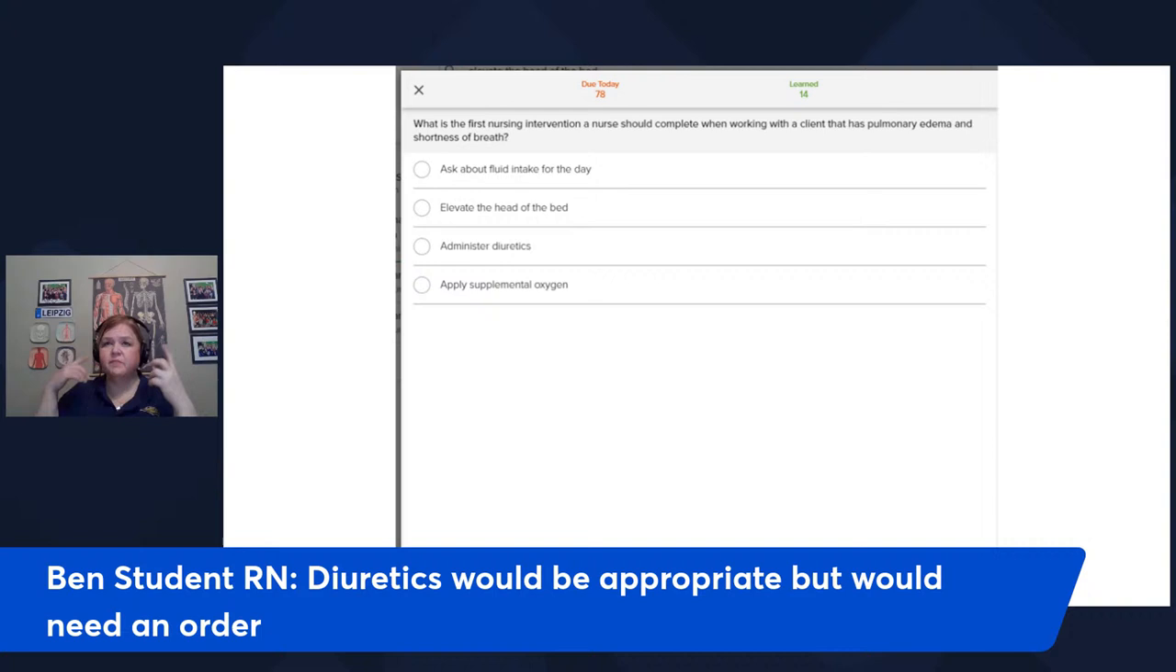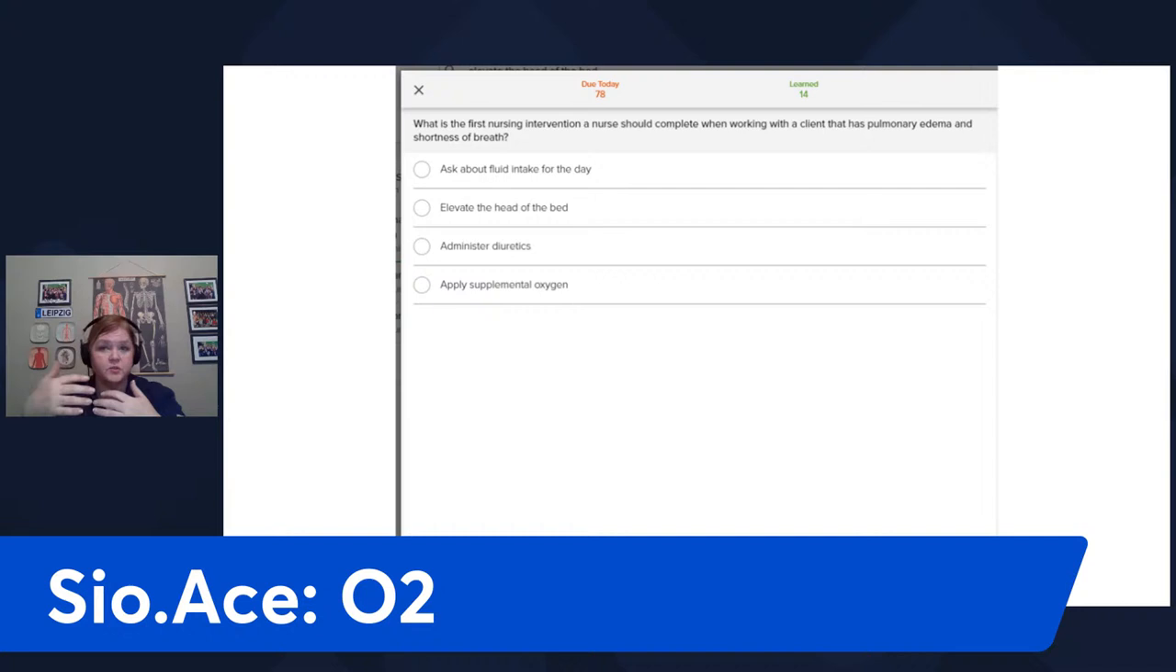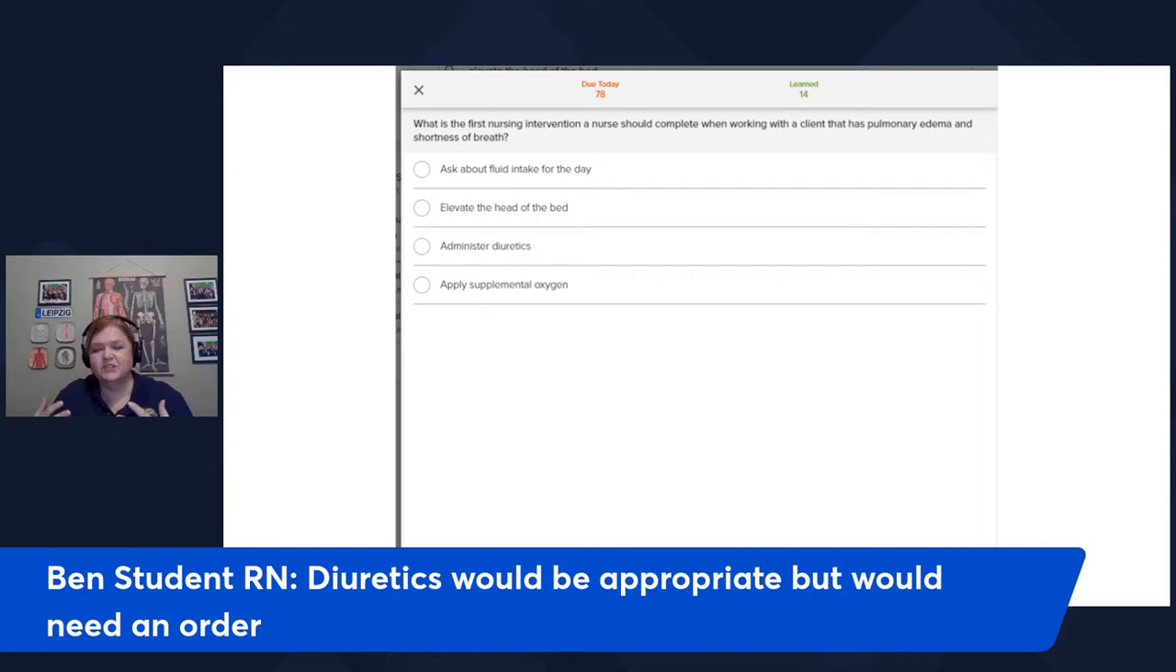They're moist. With the right amount of surfactant, the alveoli are open. We know the alveoli need to stay open so they can have that gas exchange between the alveoli and the capillaries that are around it. If someone has pulmonary edema, they've got too much water in there, too much fluid. And it's going to be really difficult for the lungs to function.